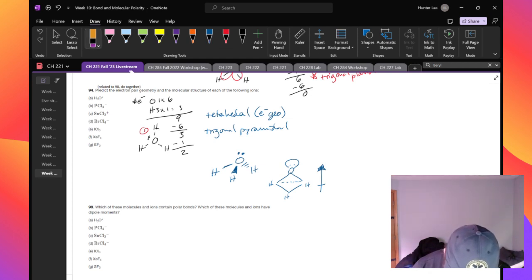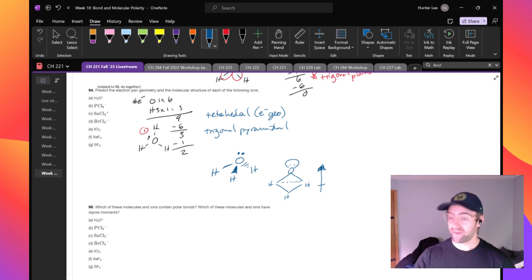So which of these molecules and ions contain polar bonds? H3O plus has a polar bond. Negative charge is localized around the oxygen's lone pair. Positive charge is localized on the opposite end where those hydrogens hang out. This is a really good example. I like this one.